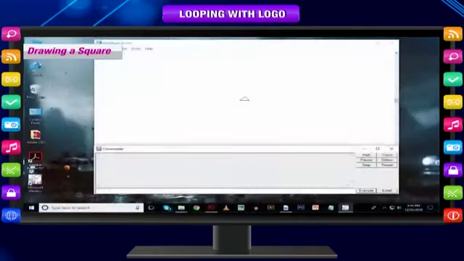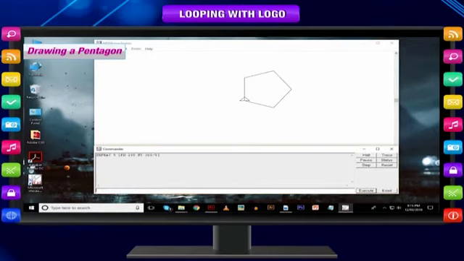Drawing a square. Number of sides 4. Repeat 4 times. Degree of turn 360 divided by 4. Command used: repeat 4 [FD 100 RT 360 / 4]. Drawing a pentagon. Number of sides 5. Repeat 5 times. Degree of turn 360 divided by 5. Command used: repeat 5 [FD 100 RT 360 / 5].